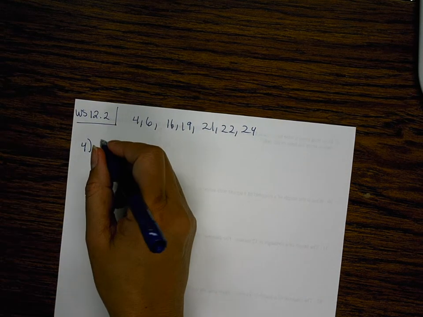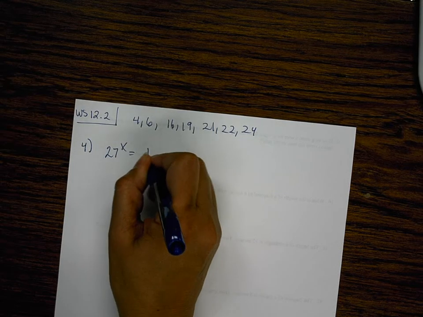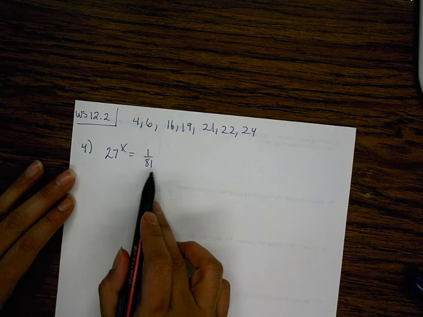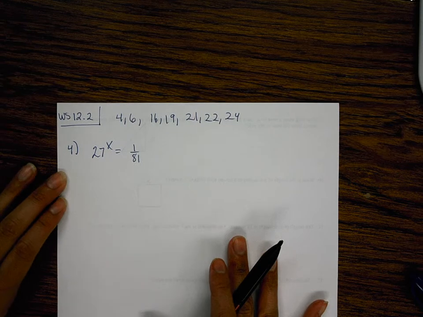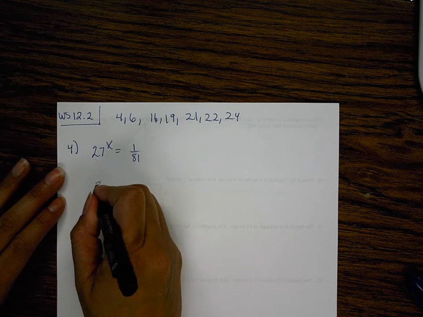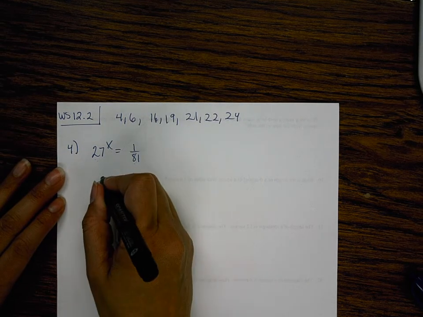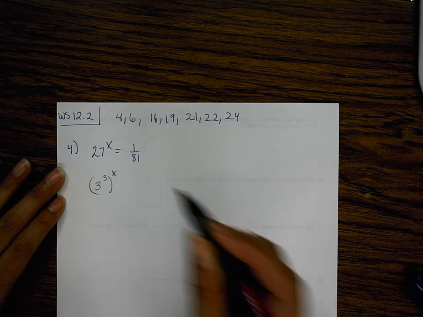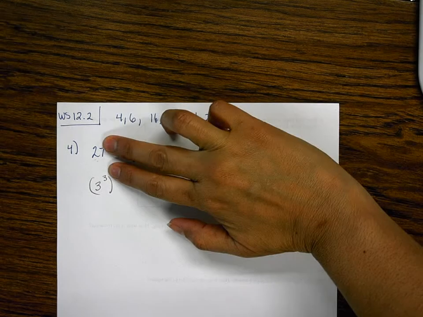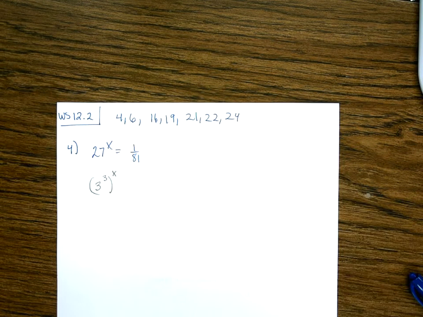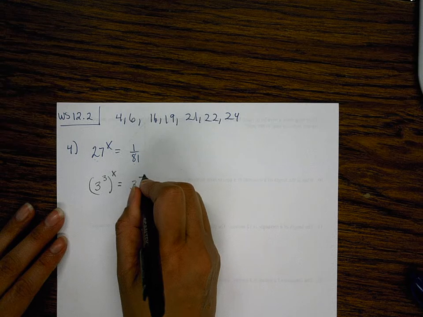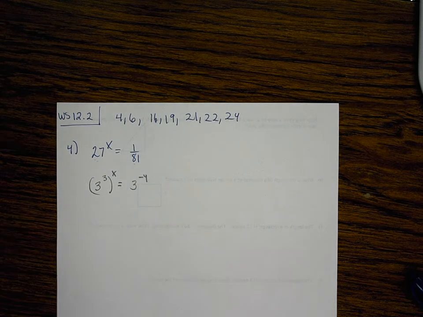Number 4 reads 27 to the x equals 1 over 81, and it's asking us to solve for x using rules for exponents. Okay, I want to get these to the same base, and that's what we had said in notes. So the same base is going to be 3, because I can get 27 to a base of 3 as well as 81. 3 to the third is 27, and it's still raised to the x. So I'm not changing the value, I'm just changing the way it looks. We would all agree that 3 cubed is indeed 27, and the power of x is still there. 3 to the fourth is 81, so 3 to the negative fourth would be 1 over 81.